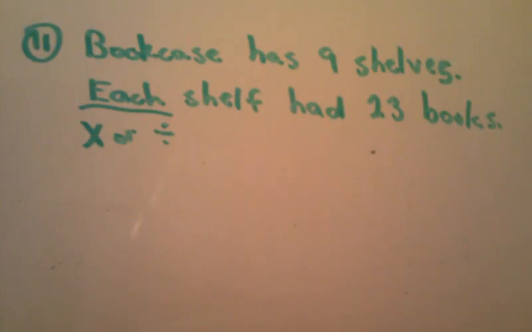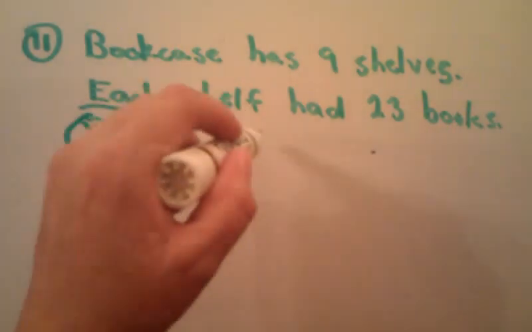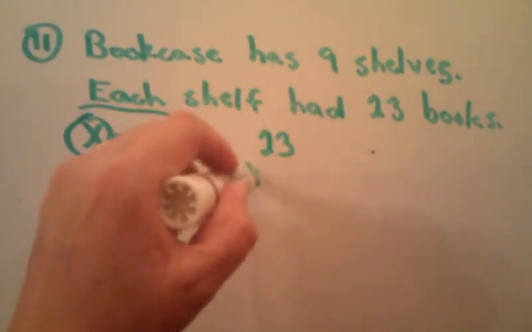Okay. So if I say the bookcase has 9 shelves, each shelf has 23 books, how many books are there? Let's look at the largest number. Is my answer going to be more than 23 or less than 23? If the bookcase has 9 shelves and each shelf has 23 books, am I going to have more than 23 books or less than 23 books? Well, I'm going to have more. So I know in this problem I have to multiply, right? Okay, so let's multiply 23 times 9.